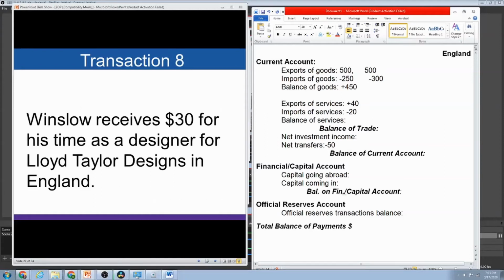Okay, now we have Winslow receives $30 for his time as a designer for Lloyd Taylor Designs in England. Okay, so he's designing for Lloyd Taylor, who's in England. Okay, and he's receiving $30 for his time. All right, again, I know this might be confusing, but we're doing balance of payments, so we're looking at things going in and out of a country. If this transaction was in the country, it would have nothing to do with our balance of payments. Okay, so we have a negative 30 for the import of services. Okay, because the money's leaving, so it's a negative 30. Alrighty.